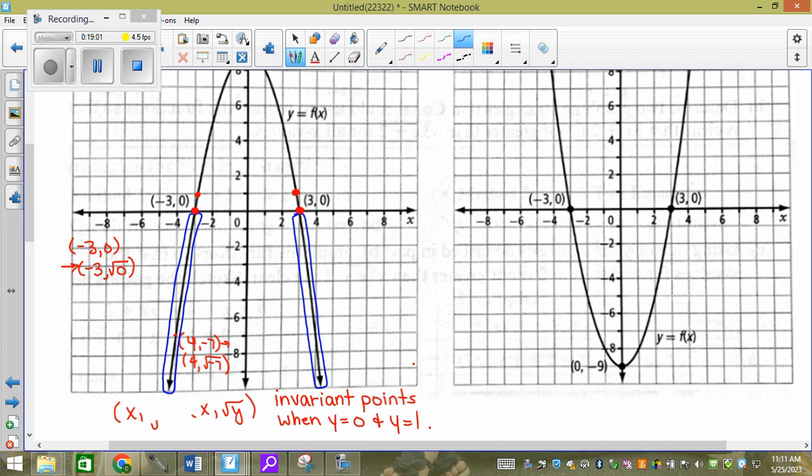Square root of 4, 2. Square root of 9, 3. Square root of 16, 4. When you square root numbers greater than 1, they will get smaller. But any number between 0 and 1 actually grows. Because when you square root a number between 0 and 1, it grows.